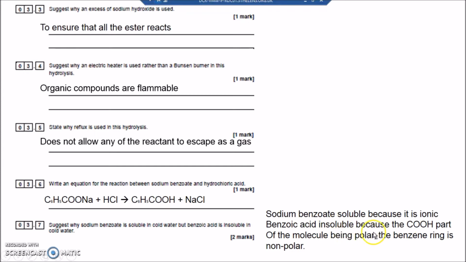it's not polar. And the benzene ring is not polar either. So the benzene ring in this benzoic acid is not polar. The COOH part is polar, but the benzene ring is not polar, so a large part of the molecule is not polar, whereas sodium benzoate is ionic.